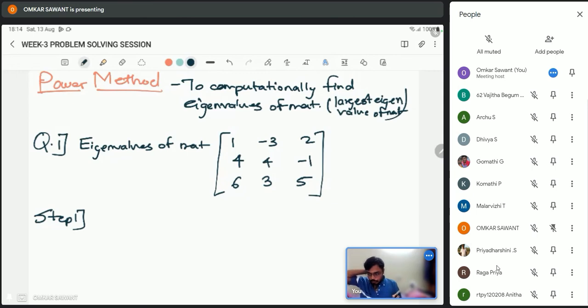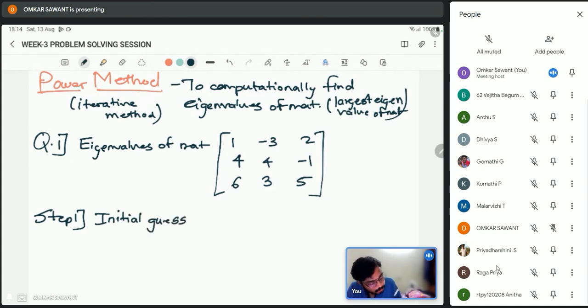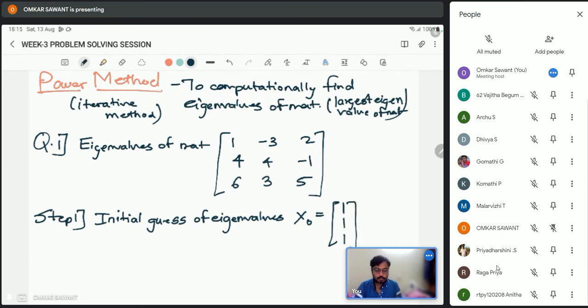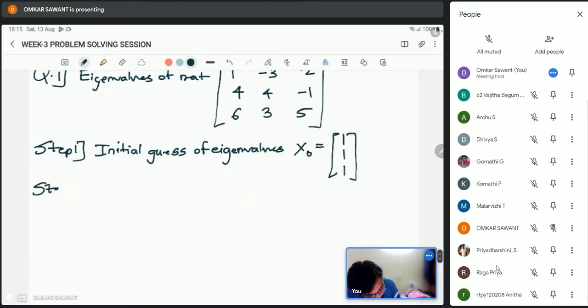So if you want to find this, what is step 1? These are iterative methods, and in every iterative method we take some initial guess. Here we take the initial guess of the eigenvector, that is x0, say [1 1 1]. Then step 2, the first iteration.